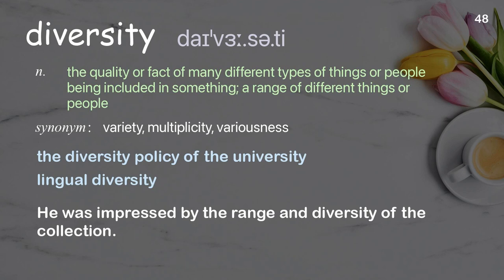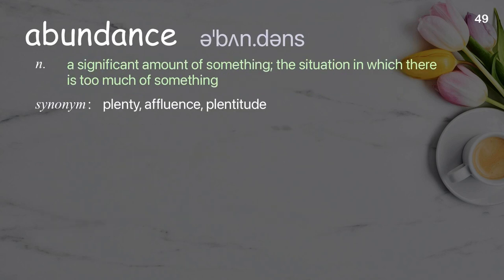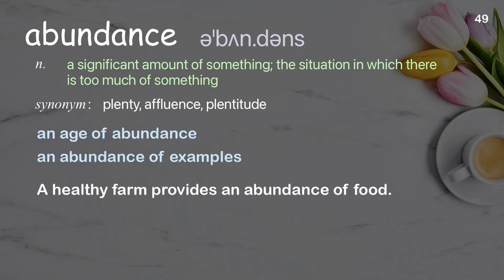Abundance. A significant amount of something, the situation in which there is too much of something. Examples: an age of abundance. An abundance of examples. A healthy farm provides an abundance of food.